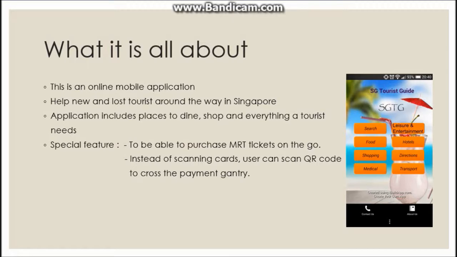The application includes places to dine, shop, and everything a tourist needs, like directions to hotels, directions to restaurants, and directions to tourist attractions. This will allow them to know where to go and at the same time, not to get lost. In addition, our application has a special feature that allows tourists to purchase MRT tickets on the go. After the transaction, a QR code will be generated and the user can use the QR code to scan on a payment gantry instead of using their cards to tap.